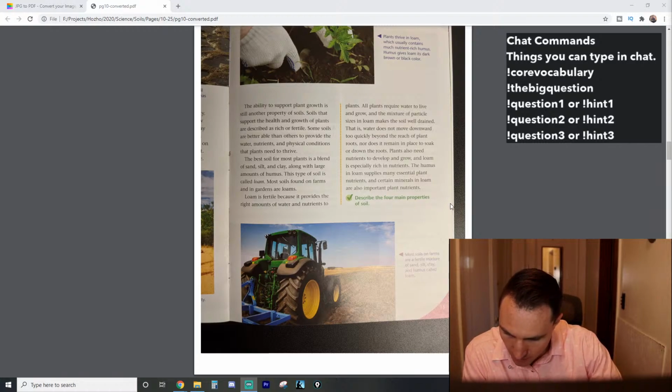All right, so our question is, what are some properties that make loam so fertile?